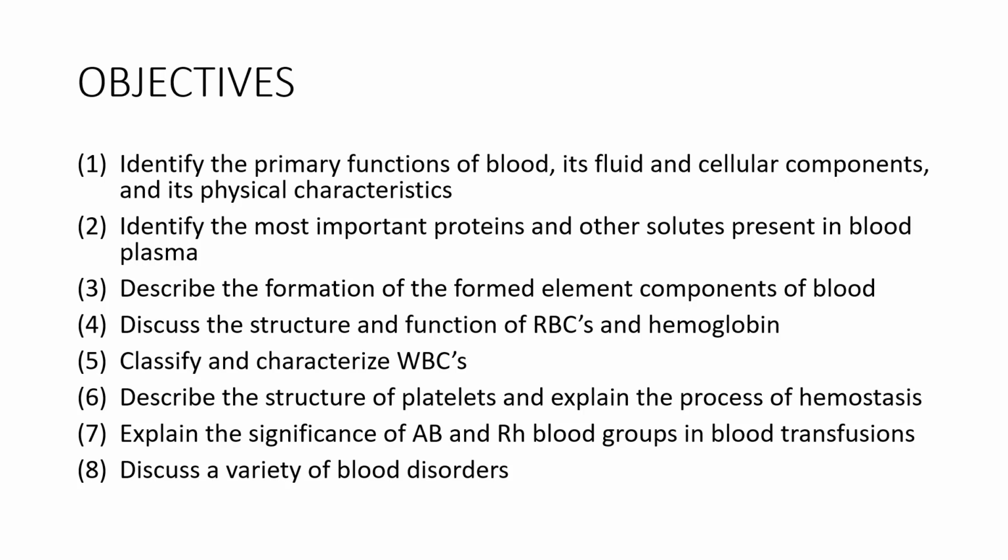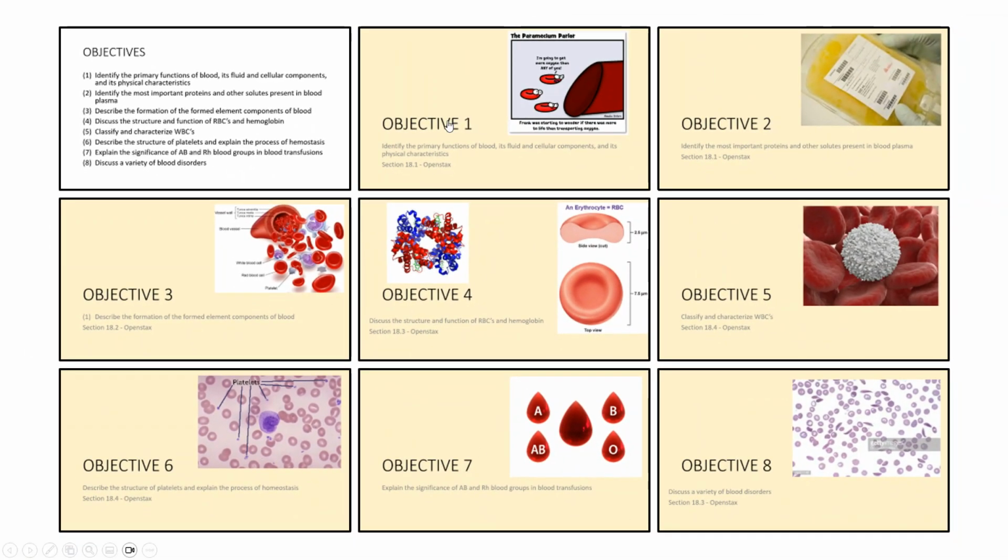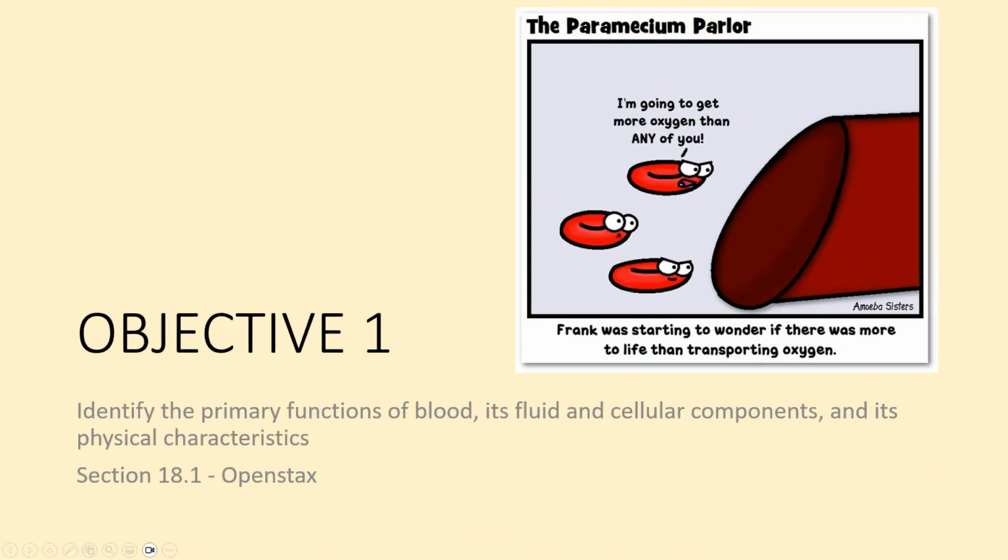The ABO blood group, that should say an O right there, not just AB. There should be an O right there beside the B. And then number 8, discuss a variety of blood disorders. Okay, so let's just jump on in here to Objective 1. And we're going to be talking about the primary functions of blood, the fluid part and the cellular part, and the physical characteristics.